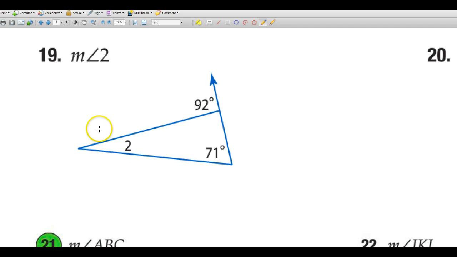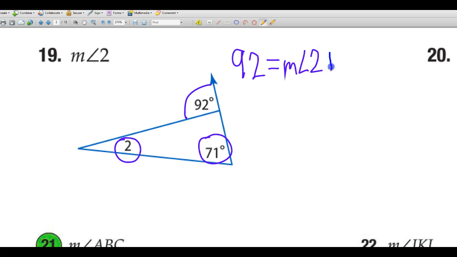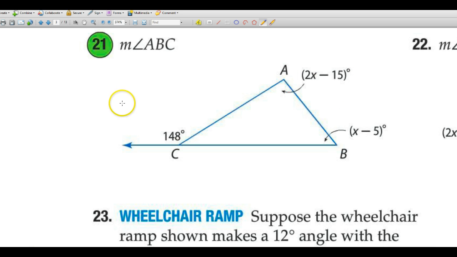Once again, we will apply the exterior angle theorem. Since 92 is our exterior angle, it is equal to the sum of the two remote interior angles, which are angle 2 and 71. So the measure of angle 2 plus 71. If we subtract 71 from 92, that would be the measure of angle 2, which is 21 degrees. On 21, we want to find the measure of angle ABC.